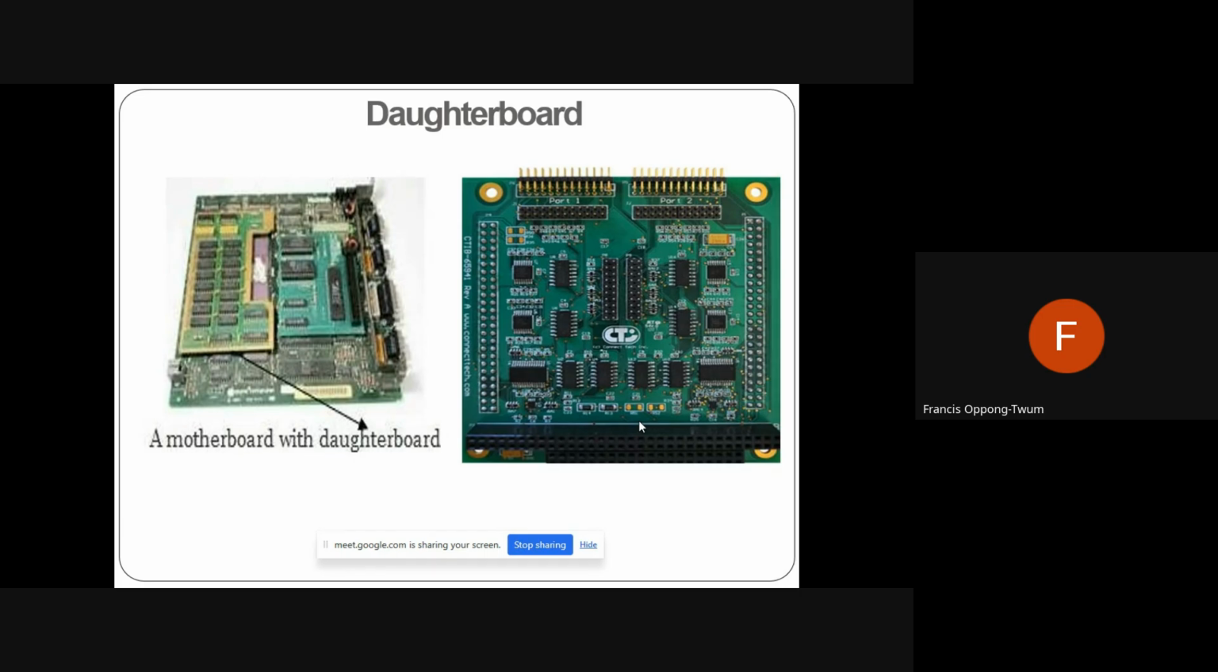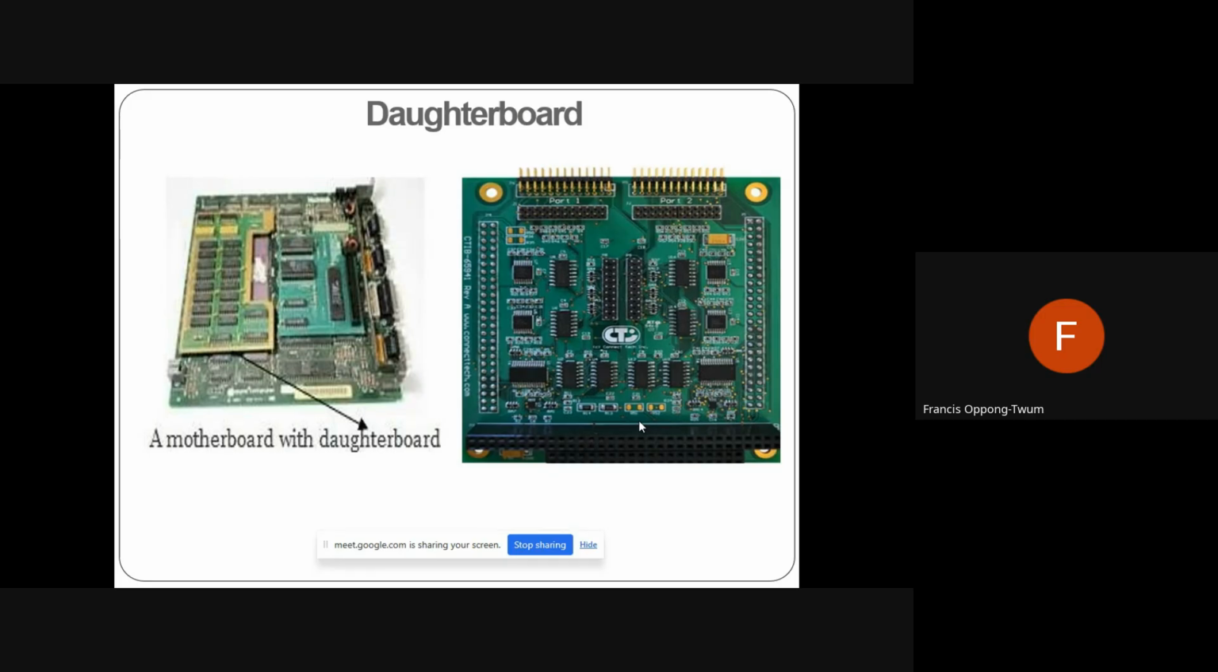The daughter board. So in actual fact, there are some components that we install on the expansion slot that also contain some functions, and they act as what? As the daughter board. Like in the days gone by, we used to have the network interface card installed on the motherboard, at the expansion slot. So the board on the network interface card will act as the daughter board to the main motherboard.